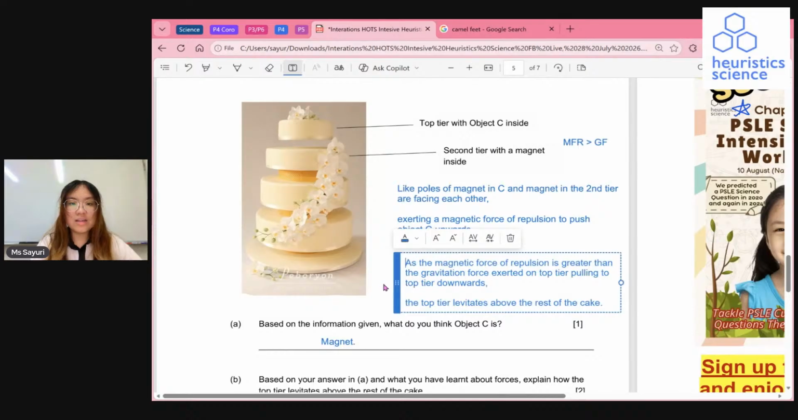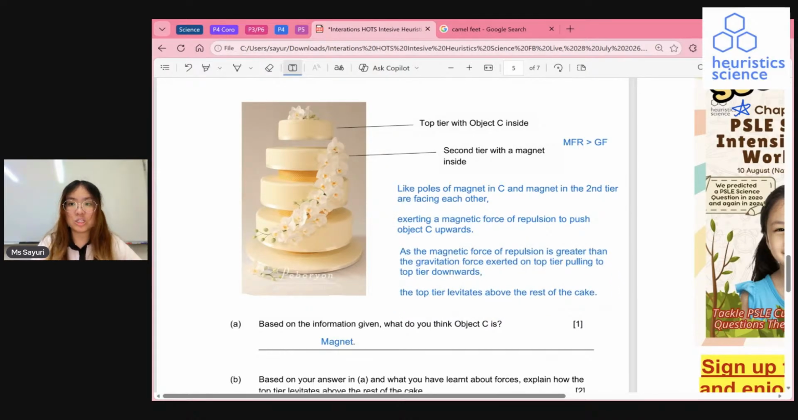Okay, so in the end, your answer becomes a 2-mark answer. Can you see that? So what's different after this part is completely a Primary 6 answer. Exerting a magnetic force of repulsion, push C upwards. Remember, repulsion is a push force. And then after that, it is greater than the pull force, which is gravitational force. So in the end, it stays afloat. Ta-da! Okay? Alright, so I will be ending the live stream here.